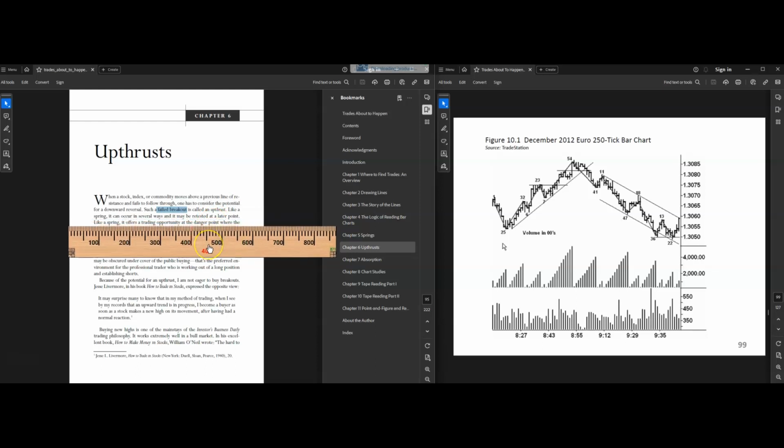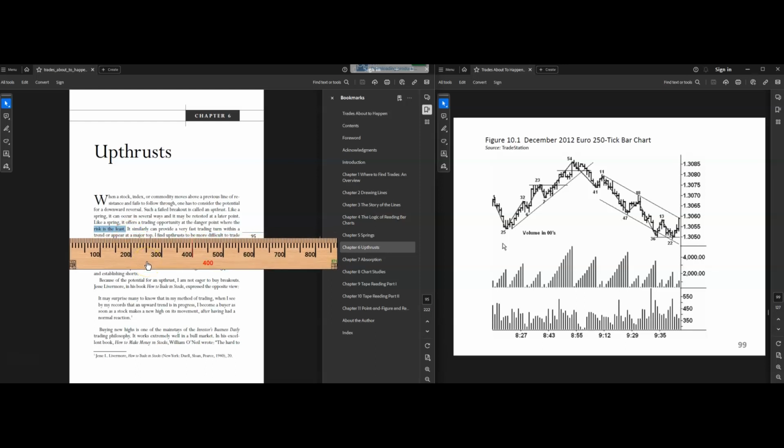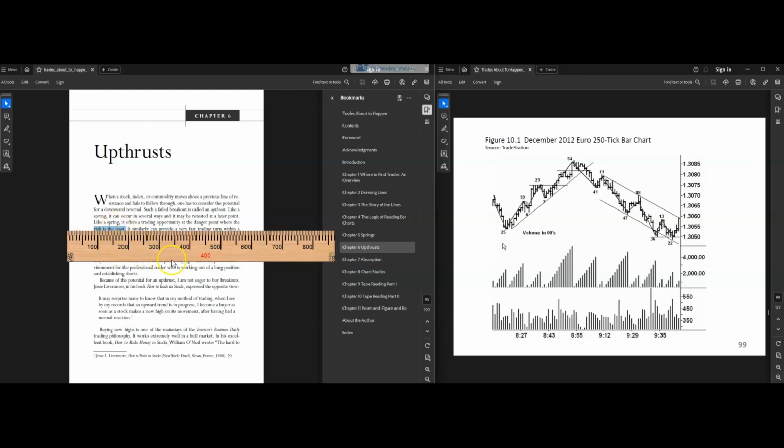Like a spring, it can occur in several ways, and it may be retested at a later point. Like a spring, it offers a trading opportunity at the danger point where the risk is the least. Again, low risk trades. This is what you want to go for. Why is it low risk? Obviously, it's at the edge of a trading range, so it's low risk because it's coming back within the range. In the case of an upthrust, you're risking the upthrust high, meaning the stop is above the upthrust high.